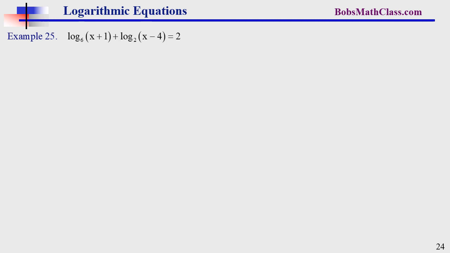All right, this problem is very similar to the last one. You should pause the video and try to work it out. Okay, we have to use the product rule, right? Because there's a plus in the middle. And then change it to exponential form. On the left, 6 squared, that's 36. On the right, we need to FOIL. So 36 equals x squared minus 4x plus 1x minus 4.